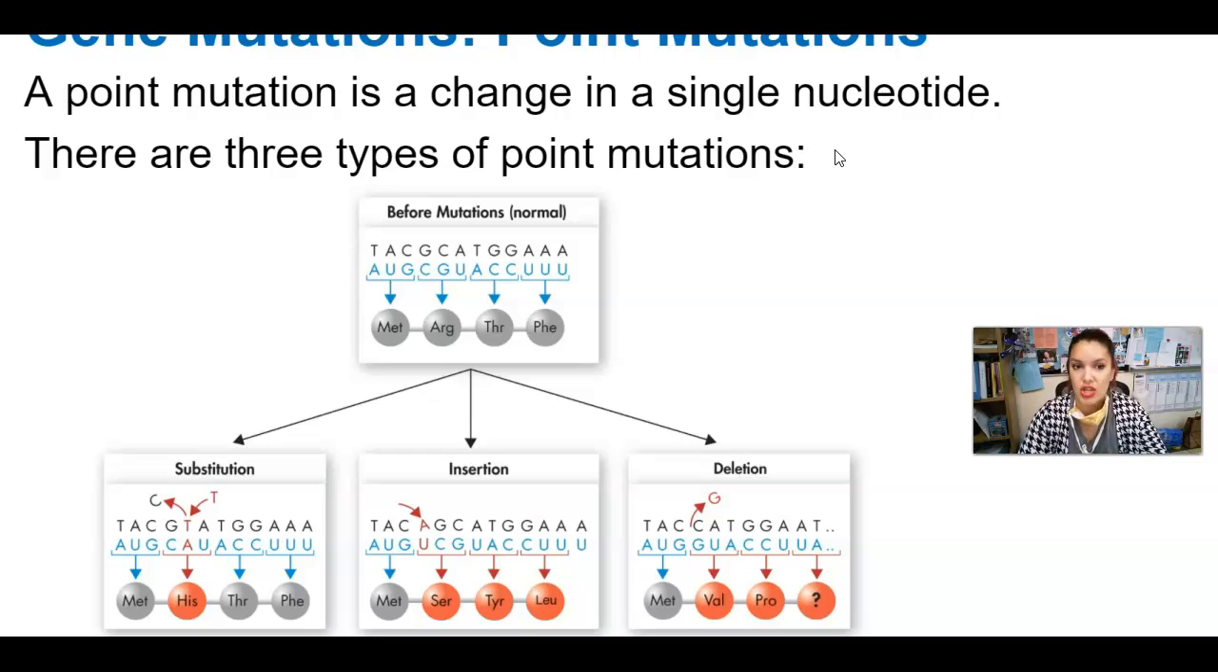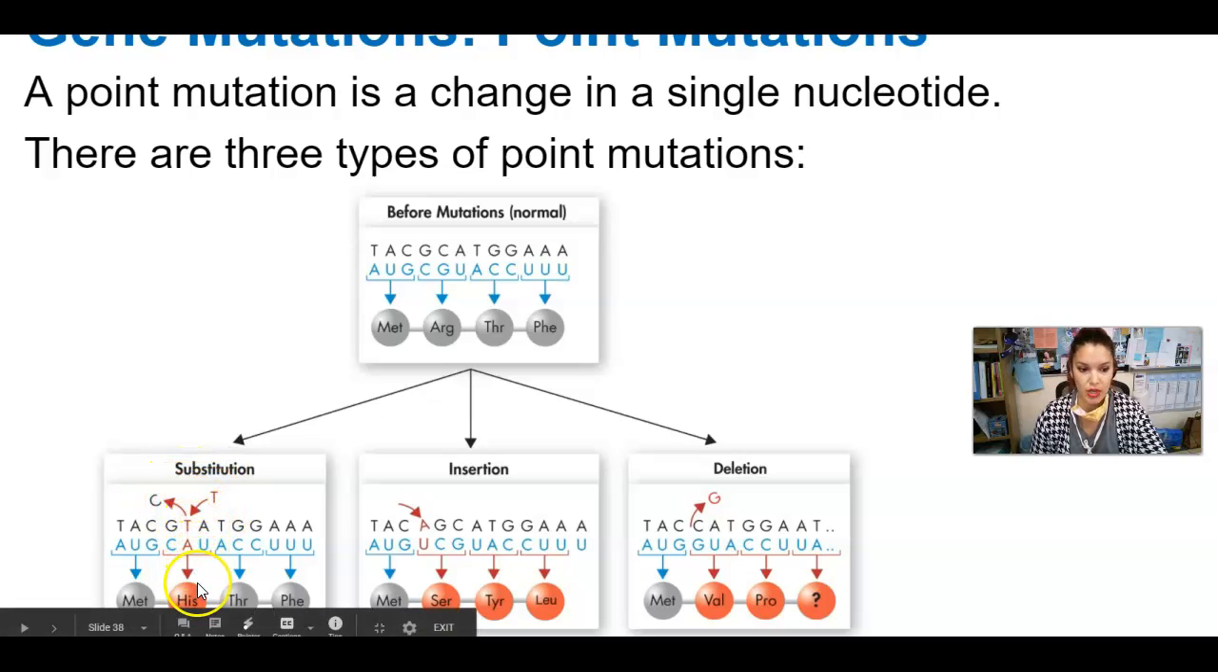A point mutation is a change in a single nucleotide. There are three main types of point mutations that we're going to talk about. Before mutations, this would be your normal segment here. This one is showing you a substitution. The C gets removed and a T gets put in, and then that amino acid becomes histidine instead.